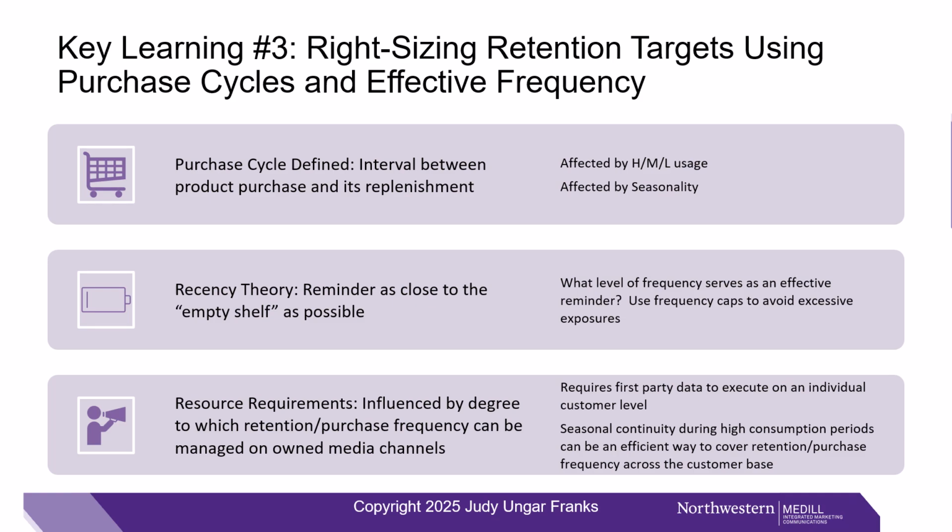Now, the length of a purchase cycle is going to be affected by whether or not someone is a heavy, medium, or light user. So if I fall in love with the skincare product and I want to apply it both in the morning when I wake up and before I go to bed, I am going to have a much greater purchase frequency than if I fall in love with the product, but I only want to use the product at bedtime. My usage frequency will be cut in half.